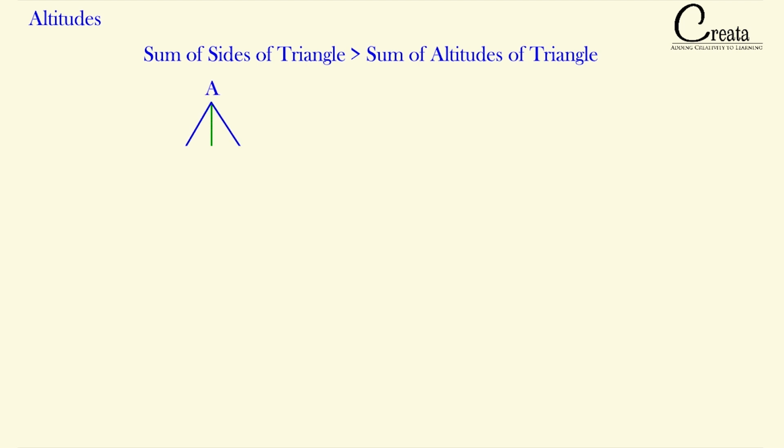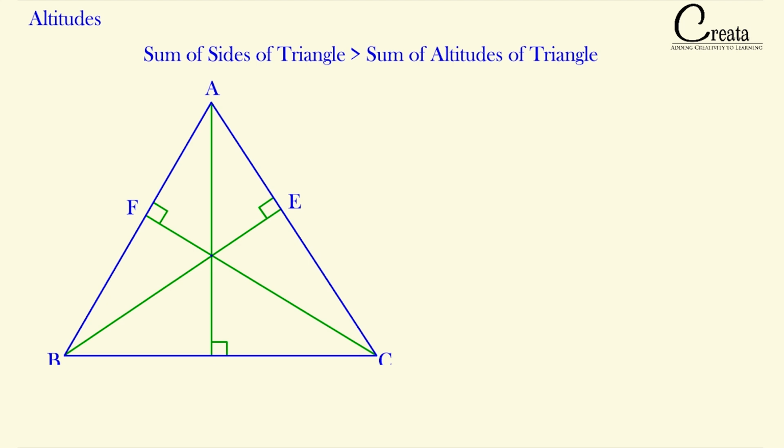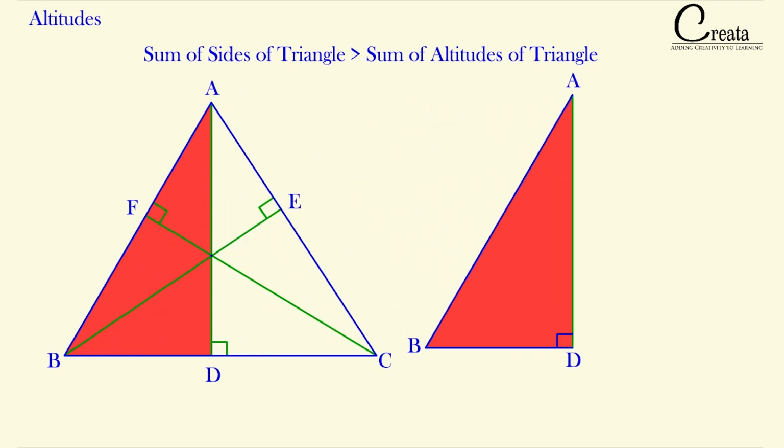The next concept is that the sum of 3 sides of the triangle is always greater than the sum of 3 altitudes of the triangle. For that, let's check the triangle ABC with the altitudes as AD, BE and CF. If we take the triangle ADB, okay, this is the triangle ADB, can we say the hypotenuse is greater than the legs of the triangle? Hypotenuse is the largest side. So, can we say AB is greater than AD?